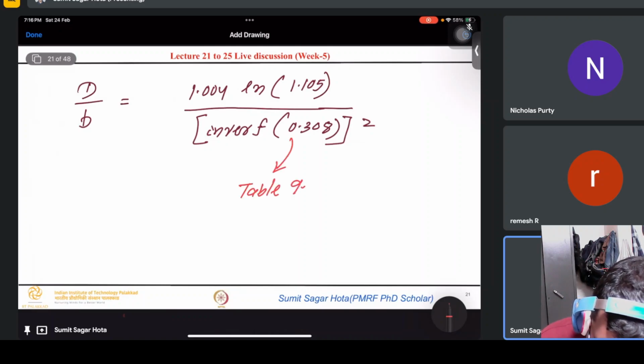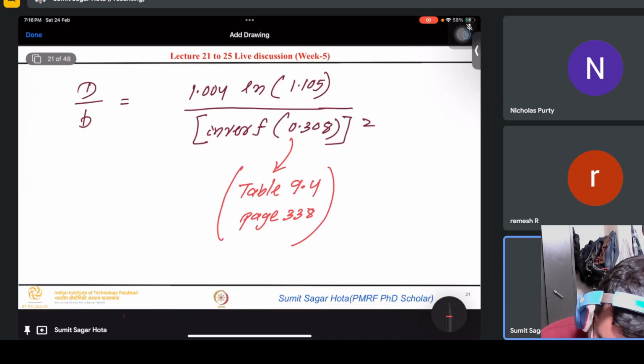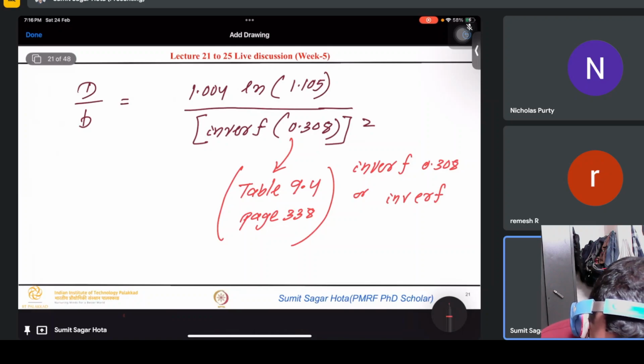Search in table 9.4, page 338 of the book by Turns. Error function of 0.308, and the value will be about 0.28. This is taken from the table.